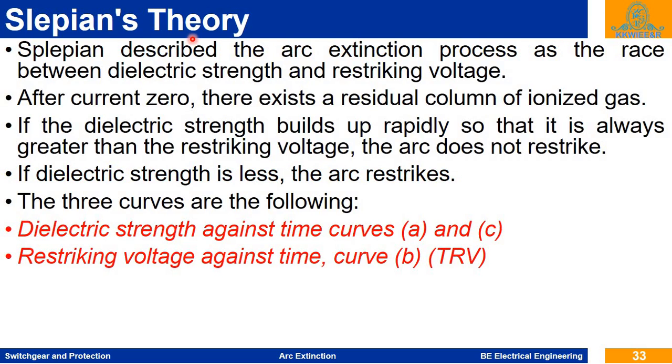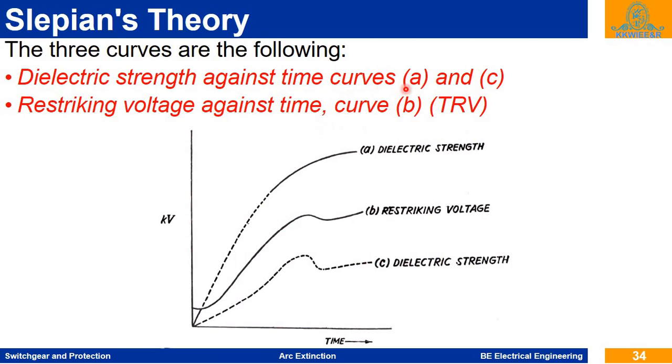Slepian's theory. Slepian described the arc extinction process as a race between the dielectric strength and the restriking voltage. After the current zero, there exists a residual column of ionized gas. If the dielectric strength builds up rapidly so that it is always greater than the restriking voltage, the arc does not restrike. If the dielectric strength is less, the arc restrikes. So there are three curves. Dielectric strength is shown by curves A and C, and curve B is the restriking voltage.